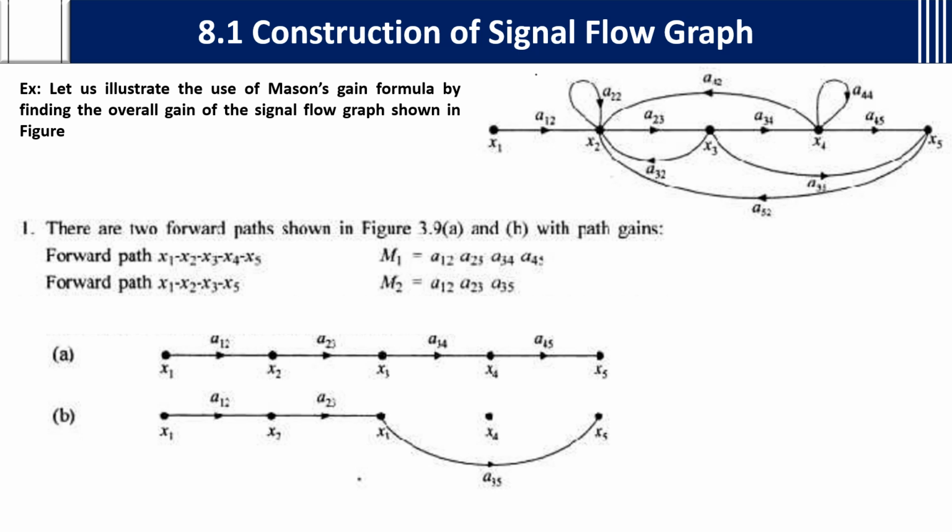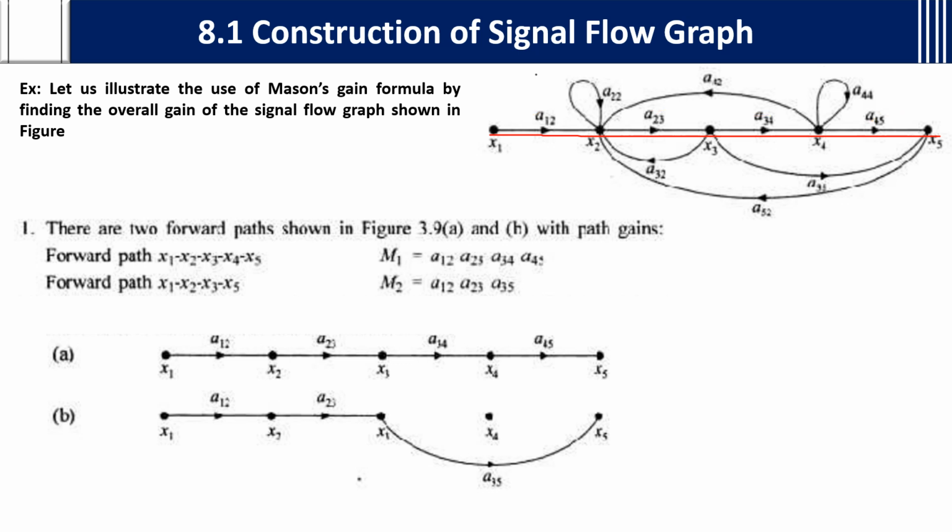Use of Mason's gain formula for finding the overall gain of the signal flow graph. If you see here, there are two forward paths. One is x1, x2, x3, x4, x5. I'll take one more color to indicate the second path for you. First, what is the gain of this path? The gains are a12, a23, a34 and a45. You multiply all the gains in that forward path.